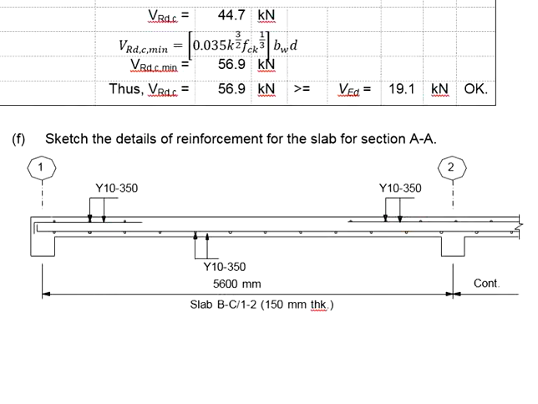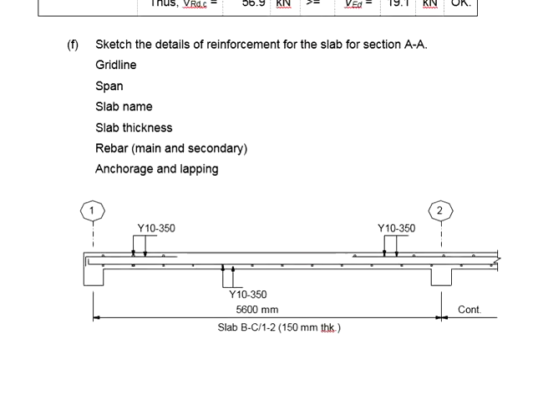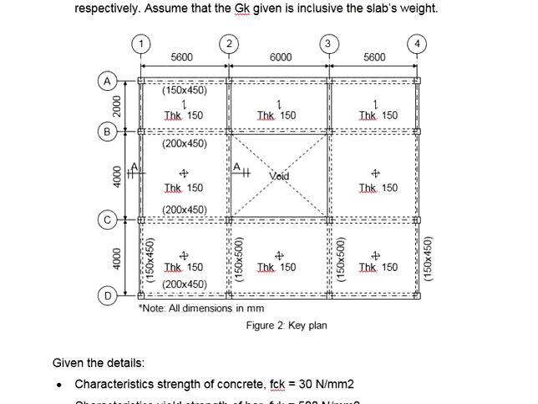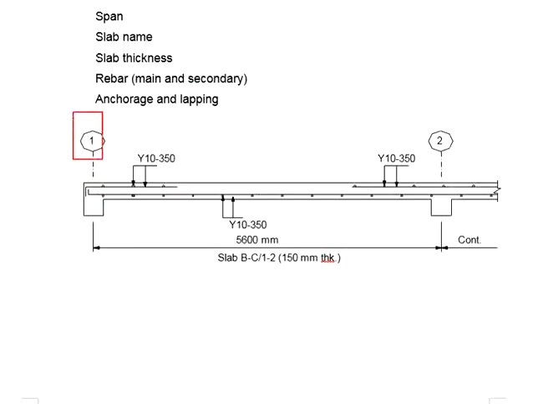Dealing with the detailings of the slab, these are the informations that you need to incorporate. First, you will need to get the grid line correct. Refer to the key plan. For section AA, your grid line will be 1 to 2, and the span of the slab is 5.6 meter. That gives you grid line 1 to 2 with the span of 5.6 meter.